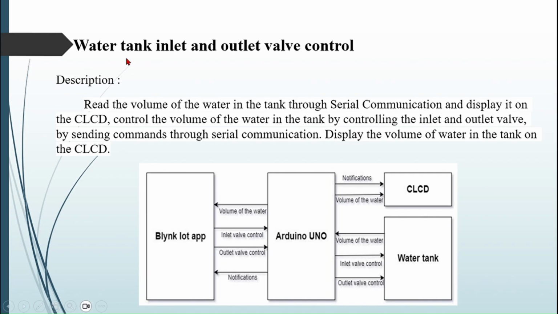Next we have water tank inlet and outlet valve control. By reading the volume of the tank through serial communication, it is displayed on our CLCD display. Control the volume of water in the tank by controlling the inlet and outlet valve, by sending a command through our Blynk IoT app or the automatic code we have written in Arduino. It also displays the temperature in our Blynk app and the volume of the tank in the CLCD, as well as our gauges on our Blynk IoT app.